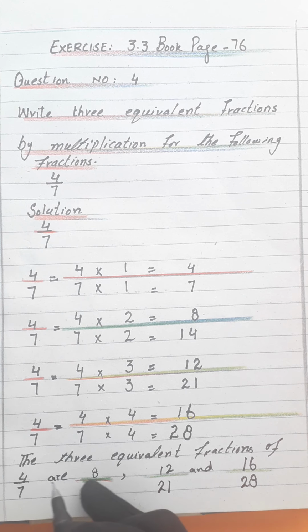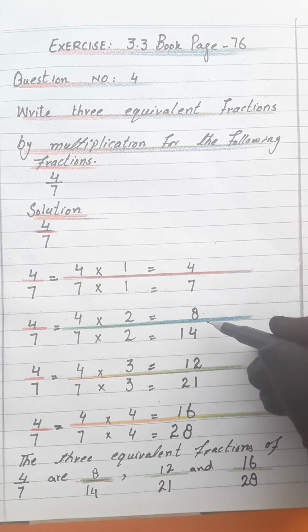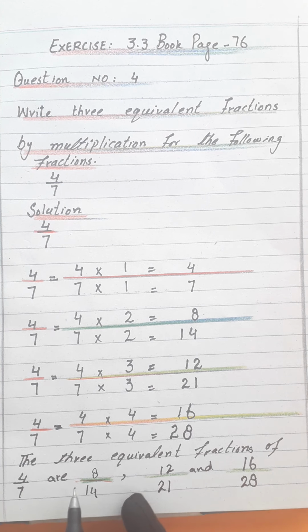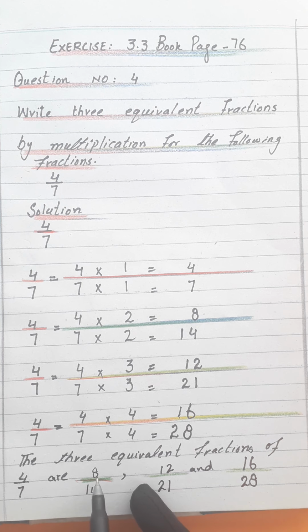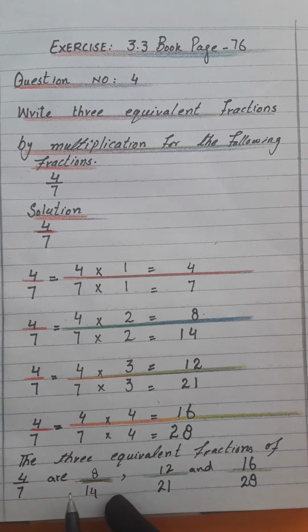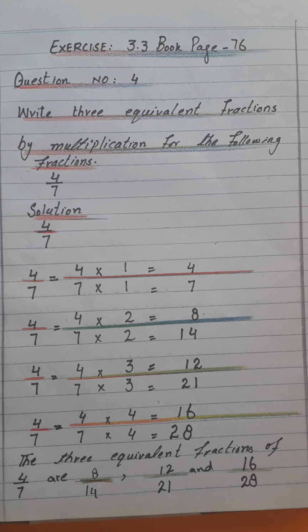You people write the statement. The three equivalent fractions of 4 over 7 are 8 over 14, this one, 12 over 21 and 16 over 28. And if you people read out the table of 4, ones are 4, 4 twos are 8, 4 threes are 12, 4 fours are 16, it means your numerators are correct. And if you people read out table of 7, 7 twos are 14, 7 threes are 21 and 7 fours are 28. Clear? You people follow this method when you write equivalent fractions through the multiplication method.